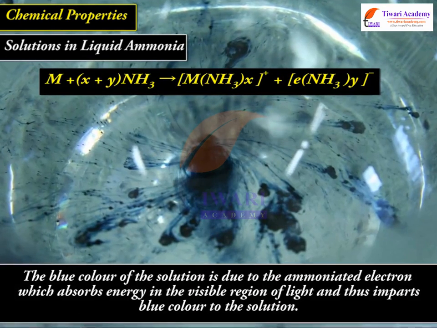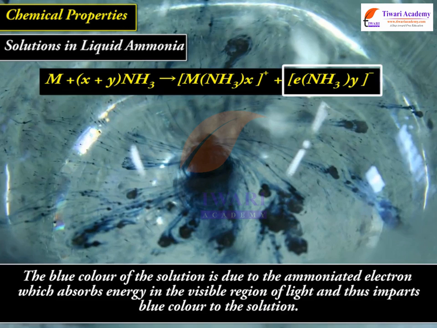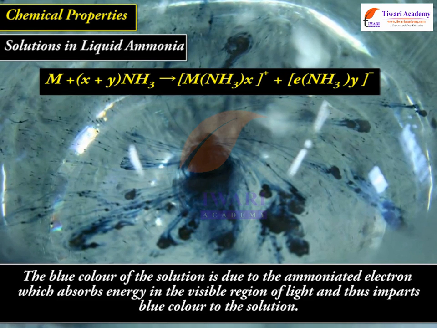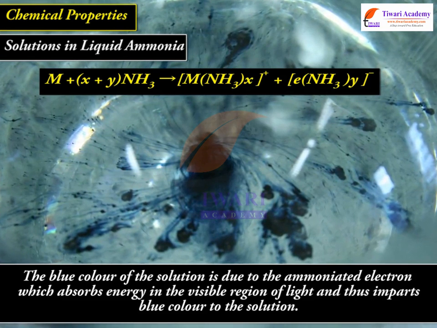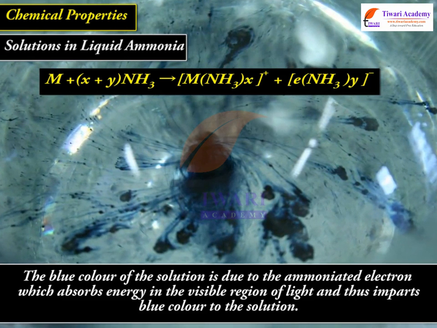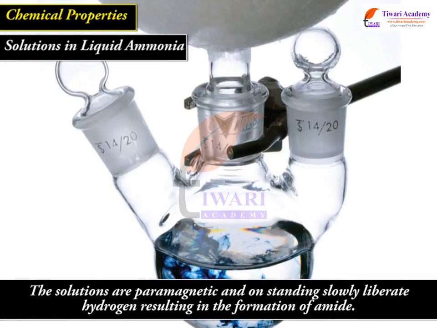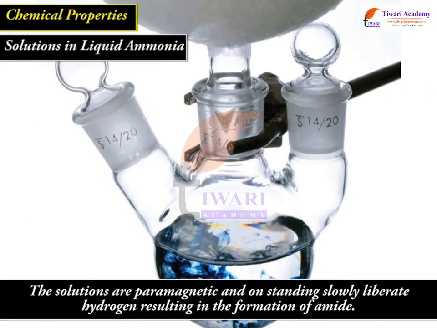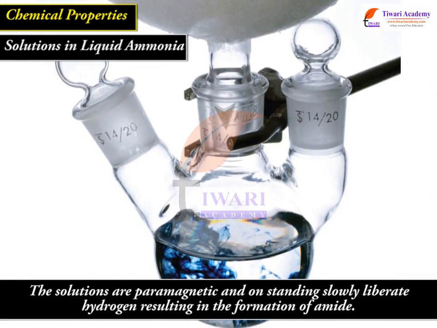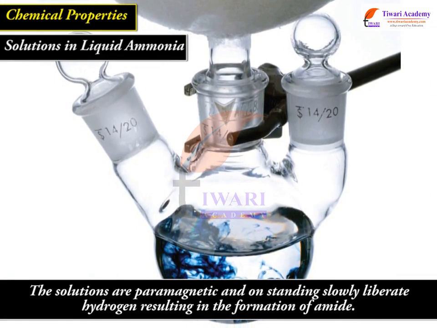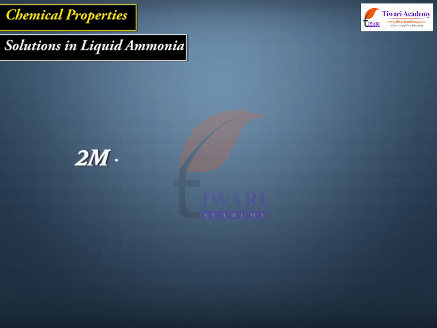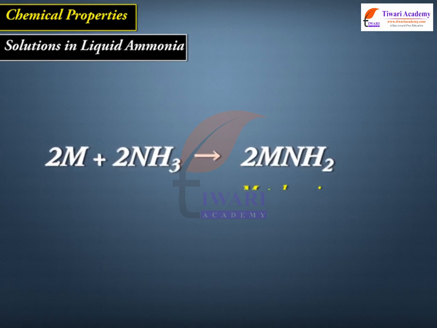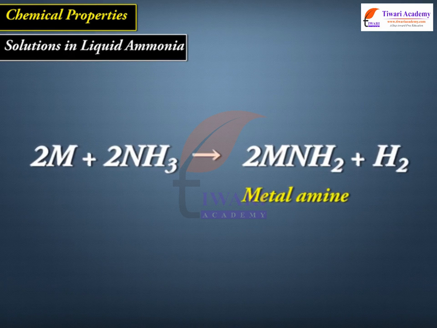The blue color of the solution is due to the ammoniated electron, which absorbs energy in the visible region of light and thus imparts blue color to the solution. The solutions are paramagnetic and on standing slowly liberate hydrogen, resulting in the formation of amide. 2M + 2NH3 give 2MNH2 + H2.